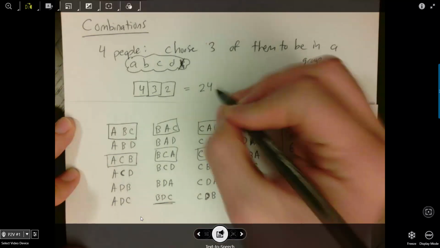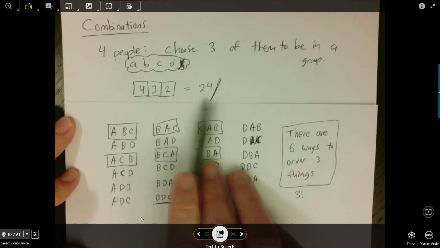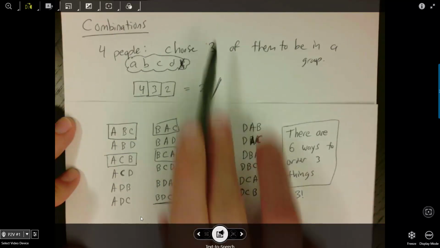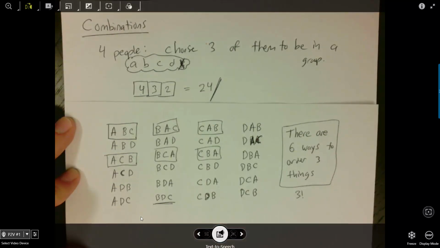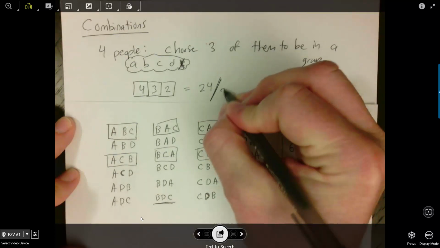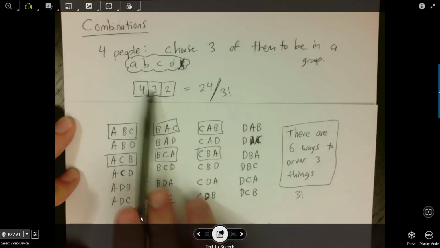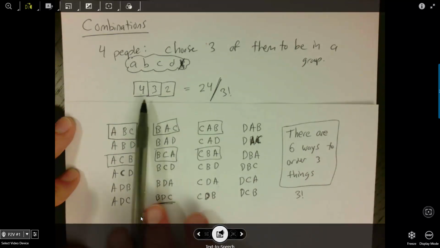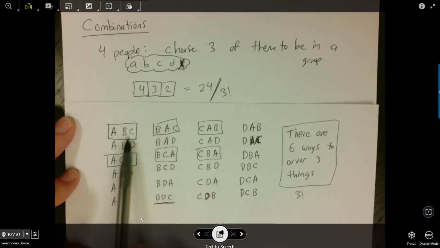So let's bring it on home. In the last problem, we divided by 2, not because we were choosing 2 people, but because there were 2 different orders that we could have chosen the 2 people in that are the same. Here, because we're choosing 3 people, there's 6 different orders that are the same, or 3 factorial. So if we were choosing 4 people, each group of 4, there would be 4 factorial different ways of reordering them, which means that we would be choosing the same group of 4 people in 4 factorial ways.